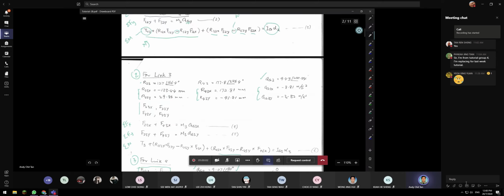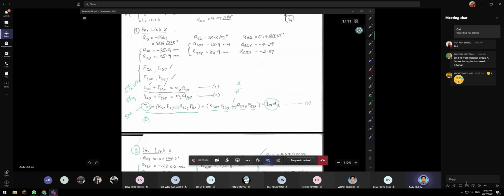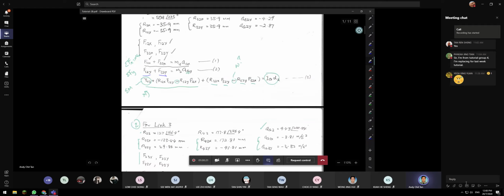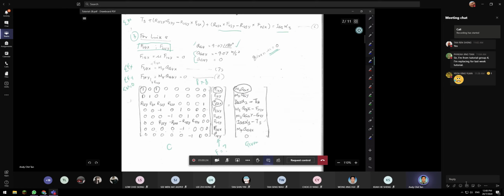Now we go to the second equation. All right, you have to remember this. The second equation is F12y plus F32y equals m2 a_Gy. So F12y and F32y, equals to this value, so you put this value there. Now F12y is in the second place, so here. And F32y is in the fourth place, so you have a 1 in the fourth place here.